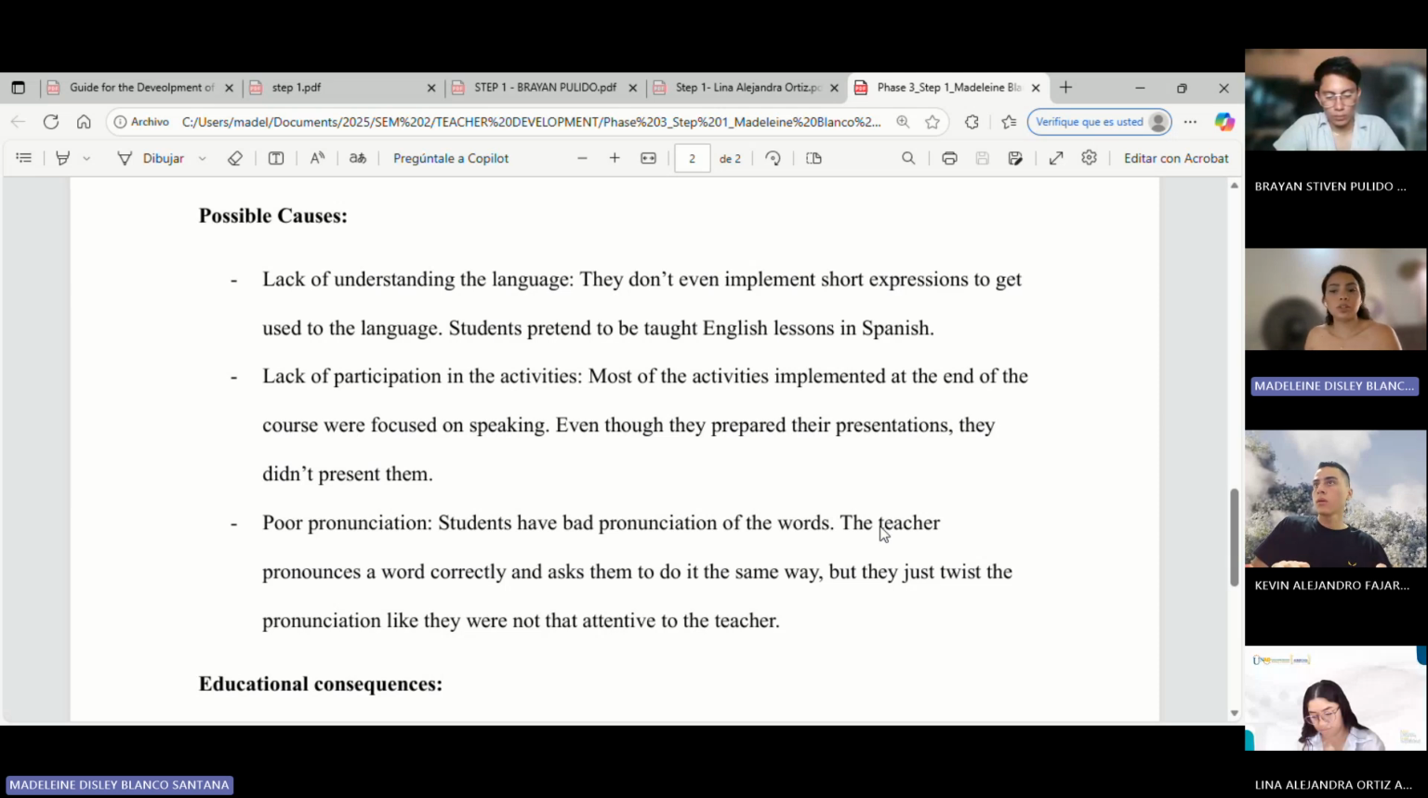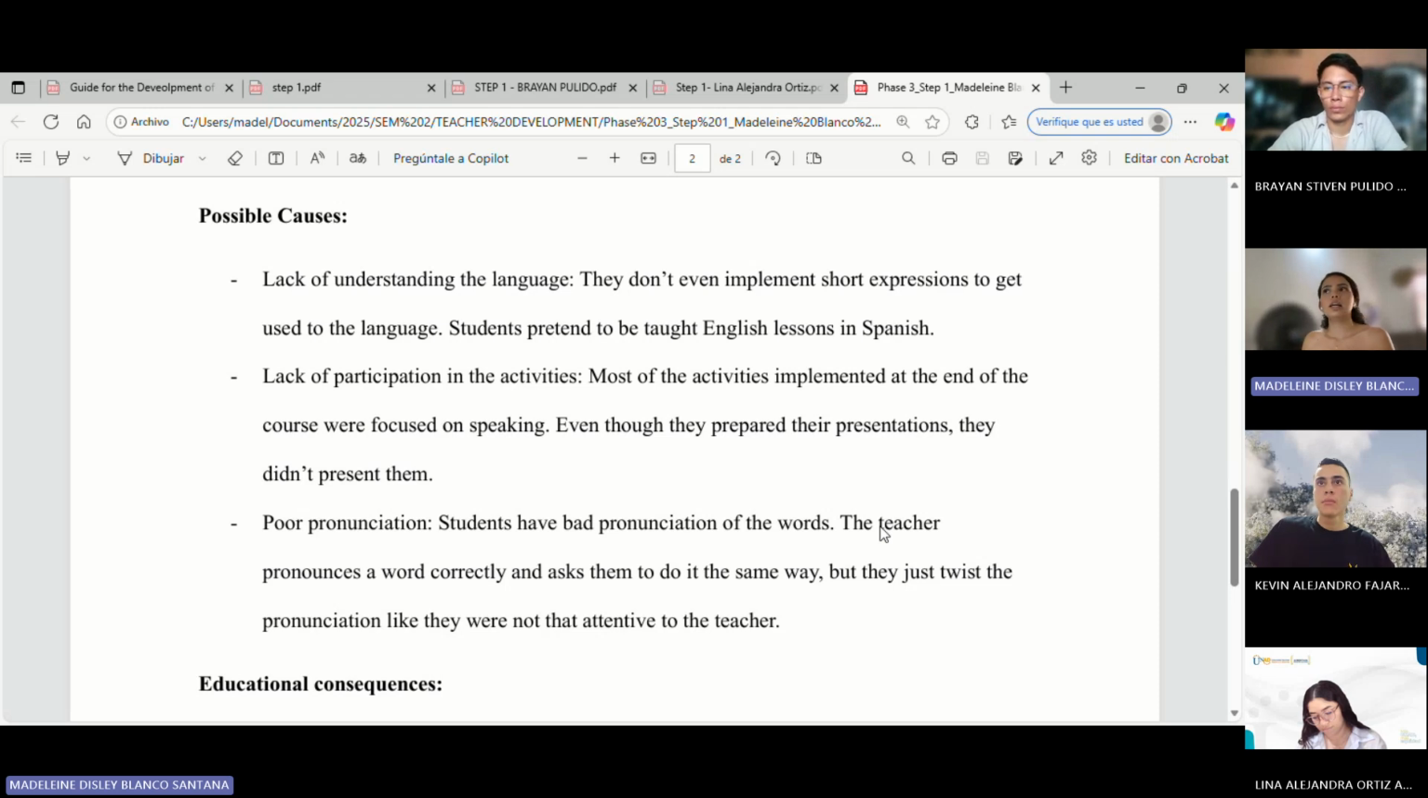Then the lack of participation in the activities, as I mentioned before, even if they had the rubrics that we designed to evaluate them with the speech and with the spelling bee too. We give them the words for the spelling bee, the list, the pronunciation, and we practice it like every class. But at the end, they decided not to participate.